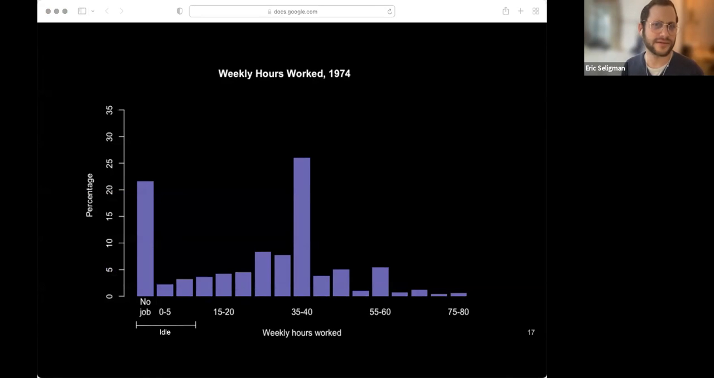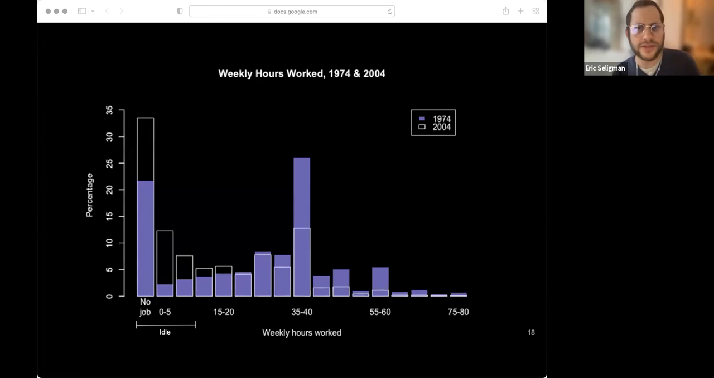This is the distribution of weekly hours worked in 1974. And you can see at the bottom left how we construct an idleness measure, which includes anyone who doesn't work or who works up to 10 hours per week, which is likely to be 2 hours per day. And this just allows us to combine job holding with weekly hours worked into one easy metric for considering the scale of labor. So as you can see in 1974, there's a large portion of jobless prisoners, there's a large portion of people who work these sort of full-time jobs, and then a smattering throughout kind of part-time jobs and these extra high work schedules.